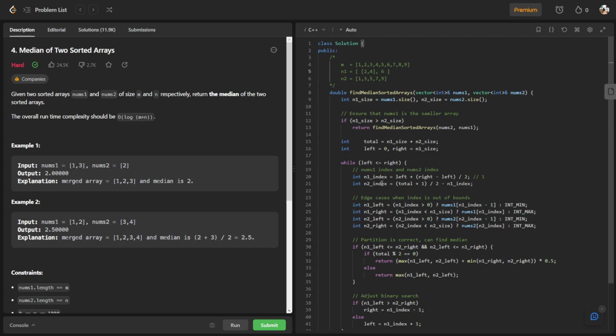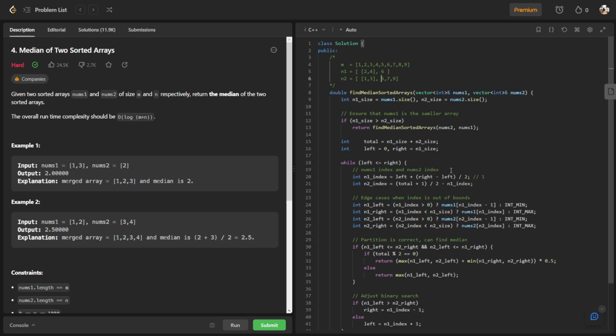And then n2, which is the bigger array, will be the leftover of the total. Remember our total, which in this case is 9. We need to plus 1 because it's 0 indexed, and then divide it by 2. So 9 divided by 2 is 4, and then we minus our n1 index, which is how many numbers we have partitioned, which is 2. So we need to split out 2 again. So right now it looks like this.